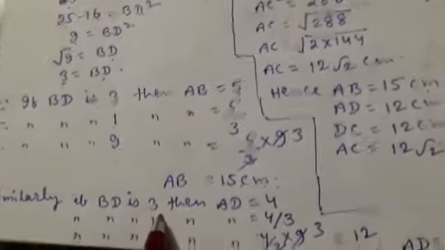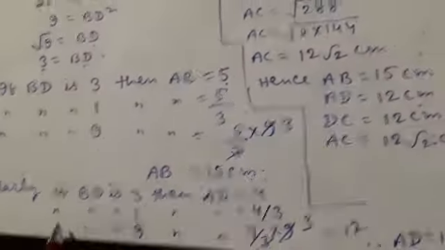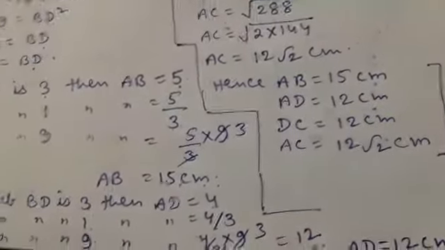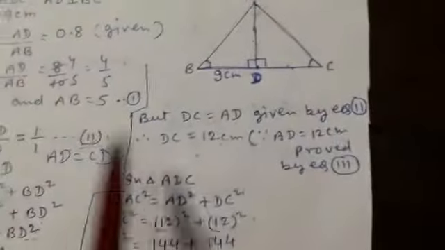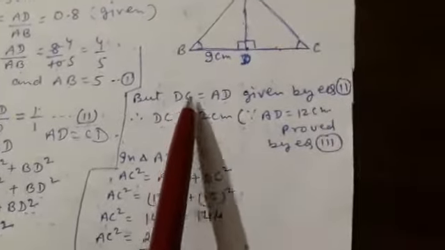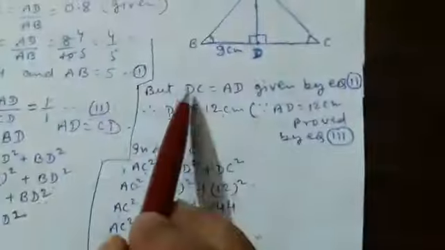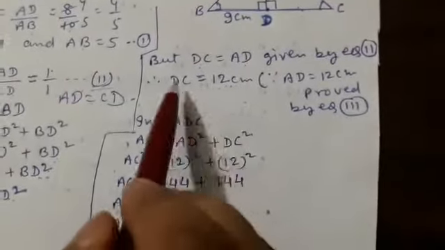Similarly, if BD is 3, then AD is equal to 4. So if BD is 1, then AD will be 4 by 3. If BD is 9, then AD will be 4 by 3 into 9. So 3 3s are 9, 4 3s are 12 centimeter. It means AD will be 12 centimeter. Now, by equation 2, we have seen that DC or CD is equal to AD. It is given. We have proved. So here we got it, AD is equal to 12. It means if AD is 12, then DC will also be 12. That is also equal to AD. So DC is equal to 12.